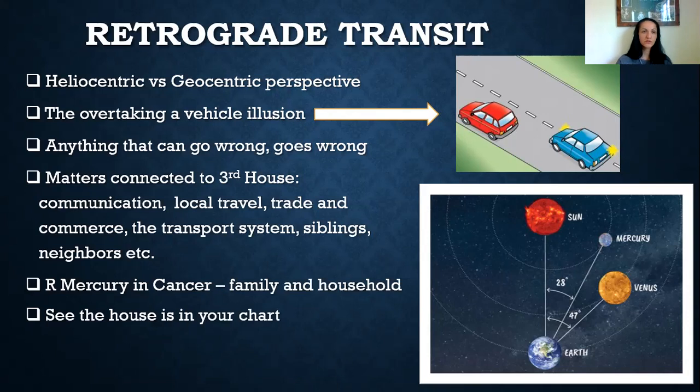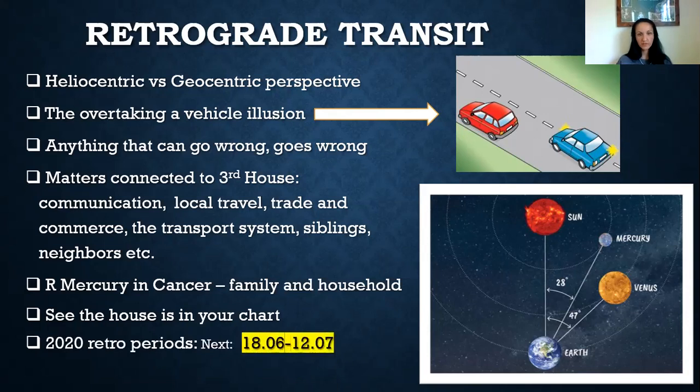Also, another thing to consider is if you see your birth chart, you need to see in which house is your Mercury retrograde. So you connect the Cancer thing with your house. So Mercury is retrograde from 18th of June until the 12th of July. And the previous period was in February, and the next one is in October and November.